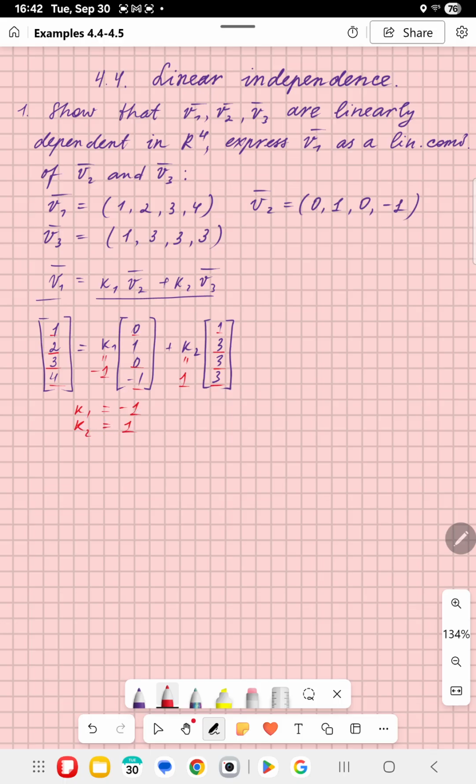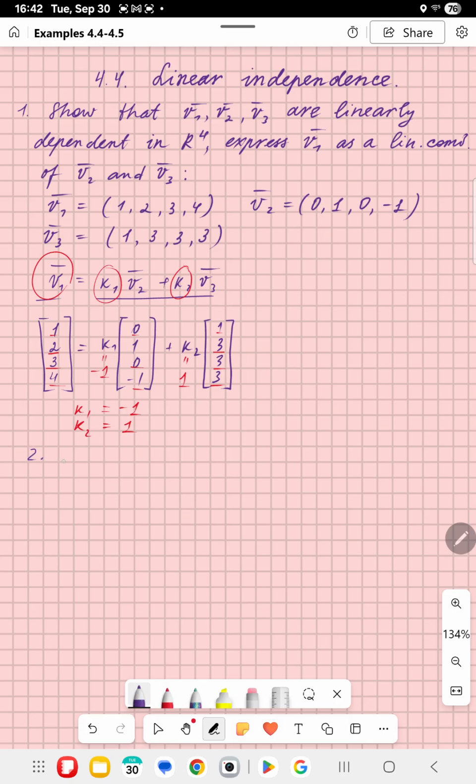Is it always going to work like that? Are you always going to be able to guess the solution? Of course not. It's just a special case where it was easy to guess. But generally speaking, it's not always possible to guess the solution. Okay, so these 3 vectors are linearly dependent because we can express v1 as a linear combination of v2 and v3. Let's move to the next problem.